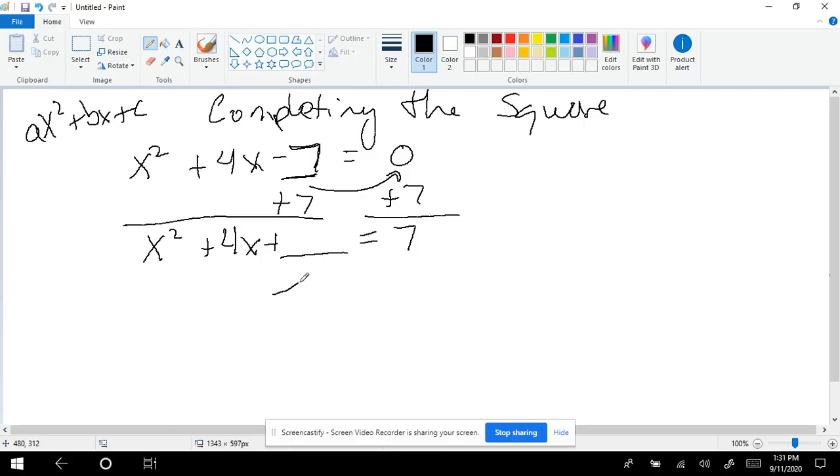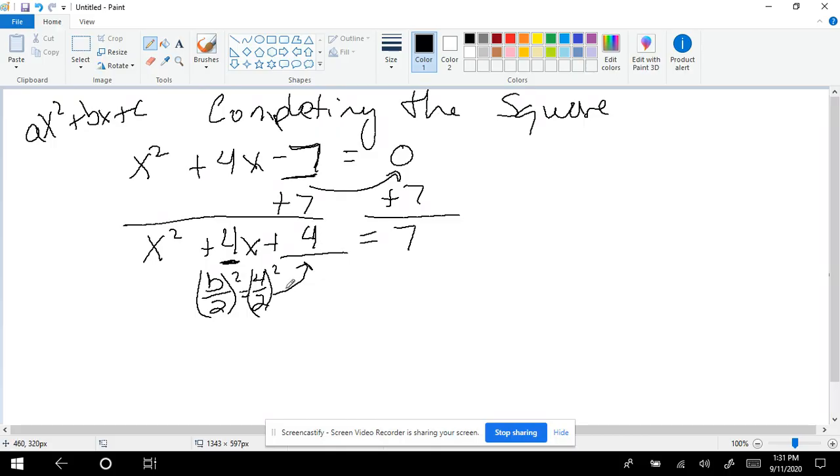What goes right here is going to depend on the b term. So that 4. And there's a specific formula that we use, and it is quantity of b divided by 2 squared. So in this case, that is going to mean that we put 4 over 2 quantity squared right there. When we put it right there, 4 divided by 2 is 2. 2 squared is 4. So we add 4 right here.